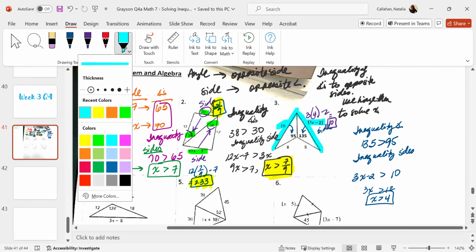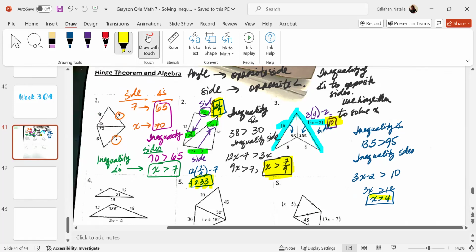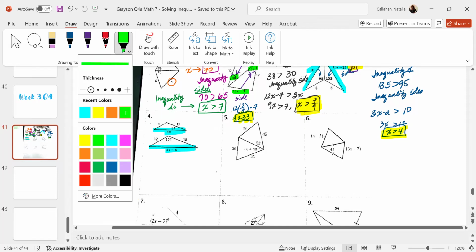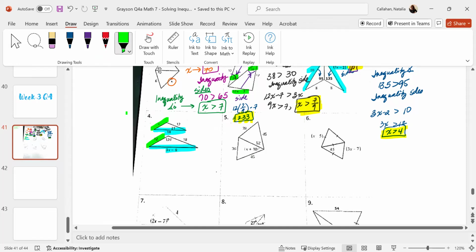My answers are highlighted in yellow, so when you're ready, take a look. Okay, next part. Look at the question right here. Highlight where x is. There are two sides with x. Do you see the two sides with x? Make sure you highlight both sides. So now I'm going to be using this.